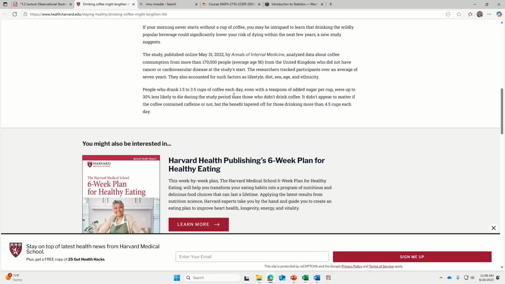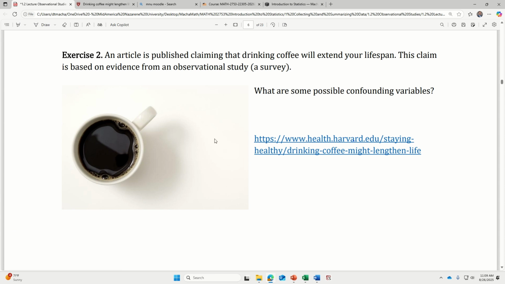Now, I wish they would go into a little bit more detail on how they accounted for those factors, but basically what they're saying is, hey, we recognize that there might be confounding variables, and these are some confounding variables: lifestyle, diet, sex, age, and ethnicity. And so they did something. I wish they said what they did to account for that. But they either accounted for that on the front end by trying to recruit a diverse sample, or they did something on the back end, which you can learn about in other statistics classes, like multivariable regression, to try to mathematically remove the effect of confounding variables. But that's something we have to worry about when we design studies.